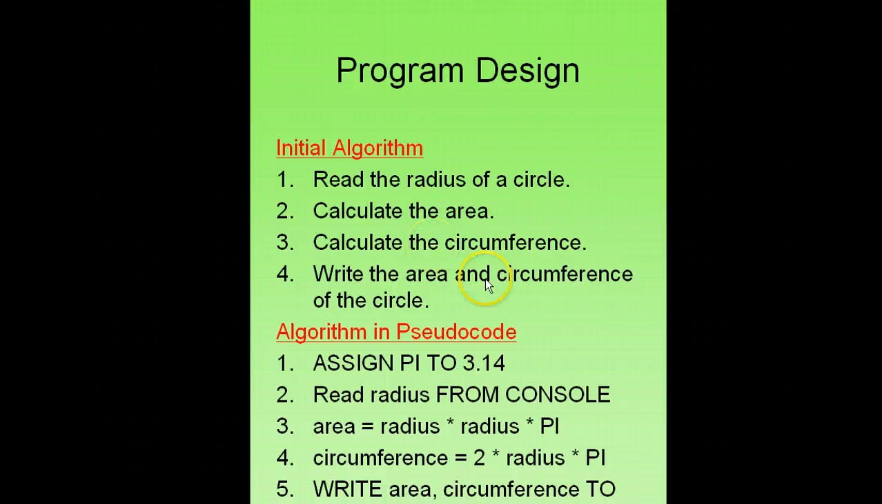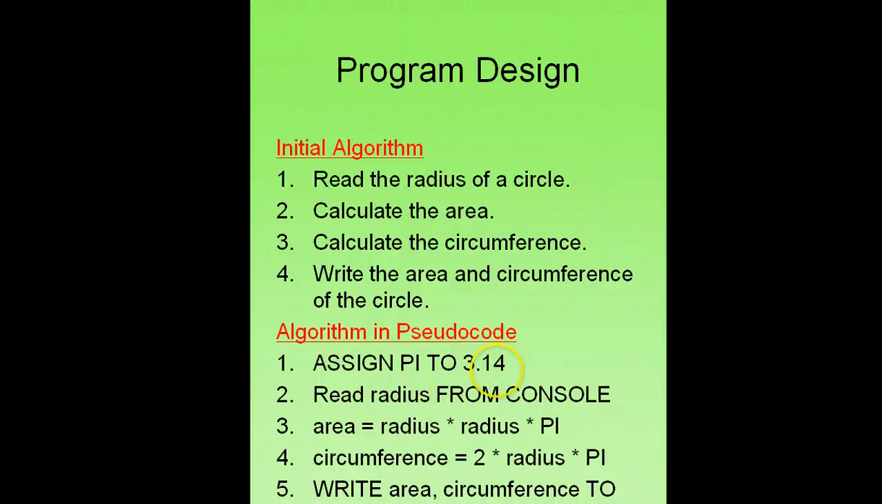So this is the program design. Read the radius of the circle, calculate the area, calculate the circumference, write the area and circumference of the circle. It will normally be useful to think through the algorithm. An algorithm is just a means or a method to solve the problem, and pseudocode means in your own understandable code, which might not necessarily be in a programming language. It can be in English, it can be in your preferred language.